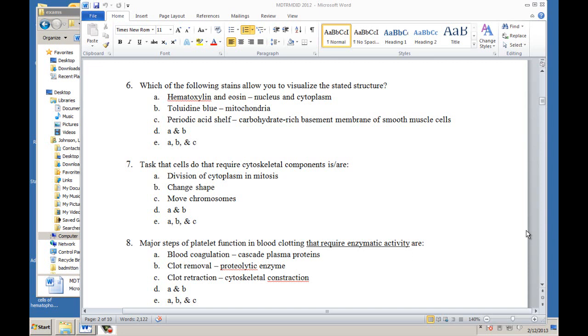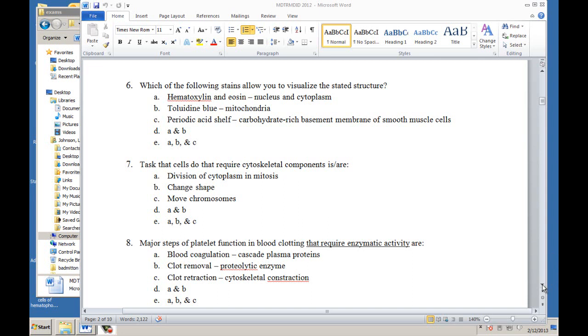Number 6, which of the following stains allow you to visualize the stated structure? Hematoxylin and eosin, nucleus and cytoplasm? Yes. Toluidine blue, mitochondria? Yes. Periodic acid-Schiff, or PAS, carbohydrate-rich basement membrane of smooth muscle cells? Yes. The answer is E.